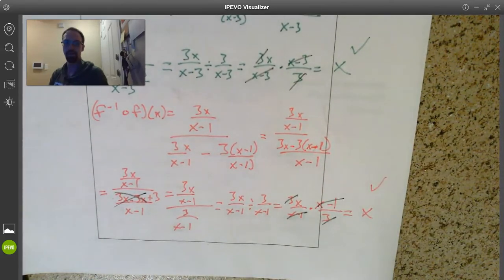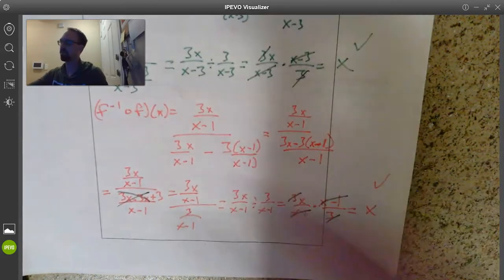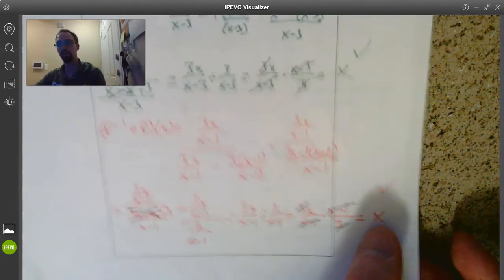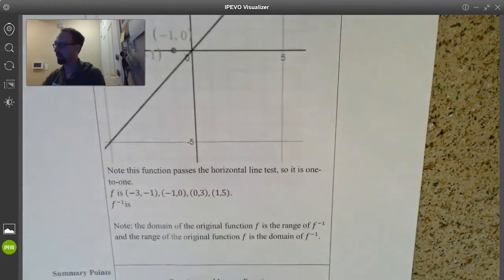Done. All right, so we've verified that they're inverses. Whenever you verify that a function is an inverse, when you compose them, you should arrive back with x.